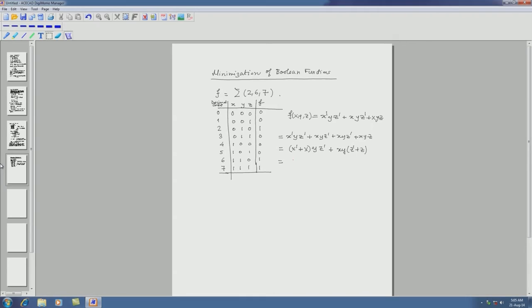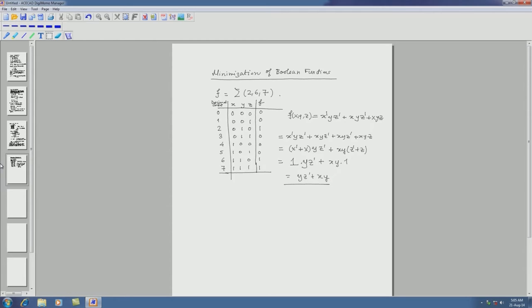Now, we recall the results that we derived extremely thoroughly in a lecture previous to this one, where we have proved that x plus x complement gives me 1 and z plus z complement gives me 1. Well, that is the definition of complement. So, I have got 1 y z complement and x y 1. So, I get y z complement plus x and y.